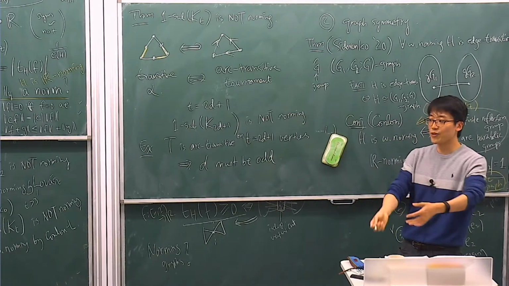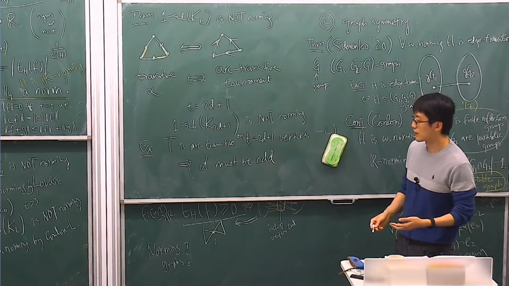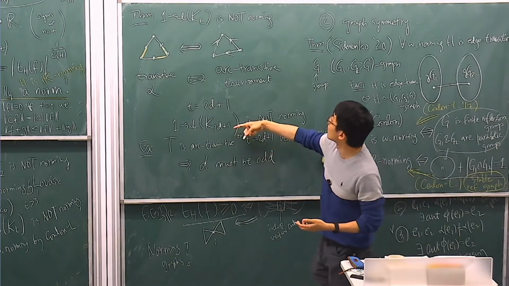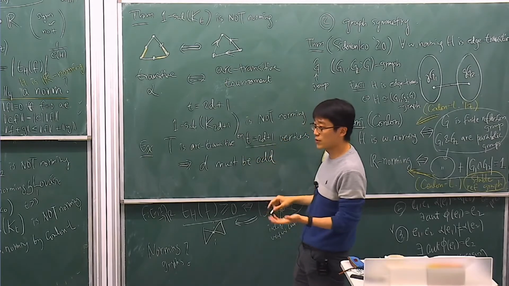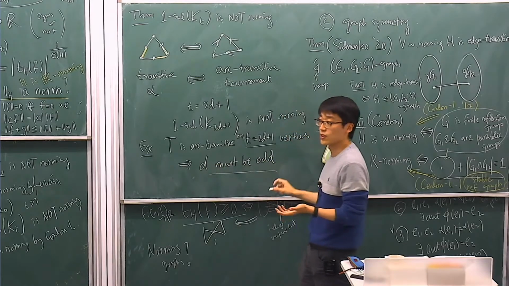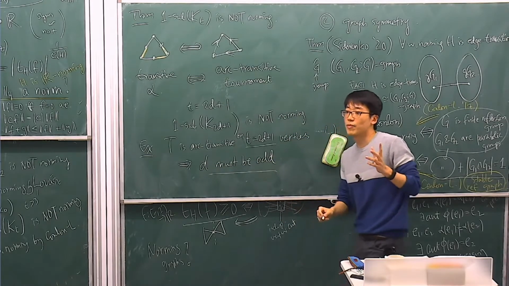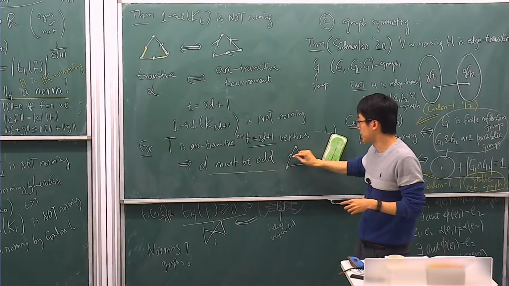So it again reduces some cases. Here I prove that my T is an odd number, and I replace T by 2d plus 1. Then if it's arc transitive, then d must be an odd number. That's done by counting directed 3-cycles.